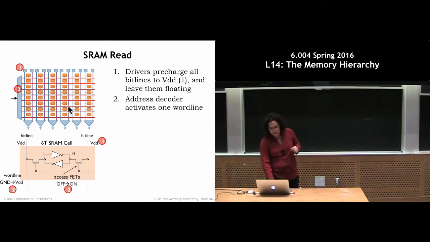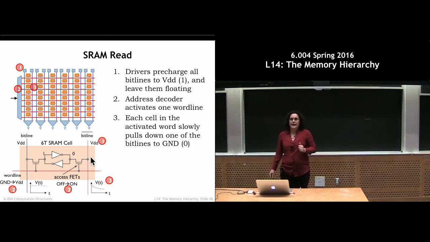And then when you select that line, these access FETs turn on, okay? So they're off on all the other lines, but they're on for the line that I selected, which means that the SRAM cells of the word that I selected are now connected to these bit lines. Then what's going to happen is that for the cells that are on, you're going to eventually pull one of these, either the bit line or the bit line bar, down to ground. Okay, that's going to happen very slowly, as you see over here.